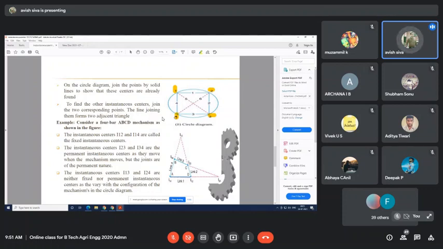Now look at the thing. We are in need of I13. Suppose we are searching for I13. How to get I13? That is our aim. So you forget about these pink colored lines. We are in need of I13.